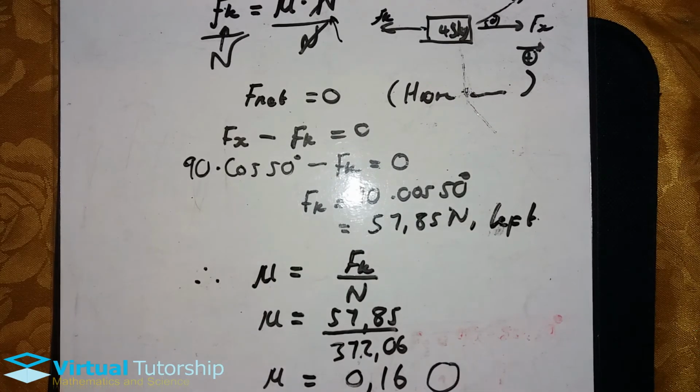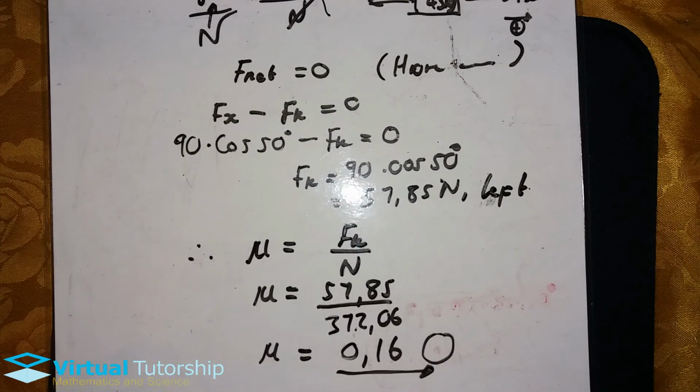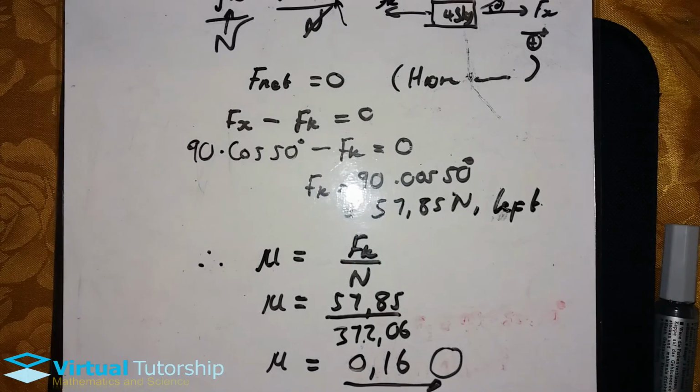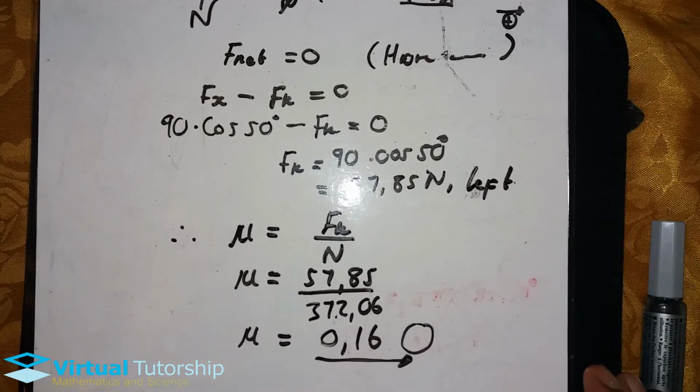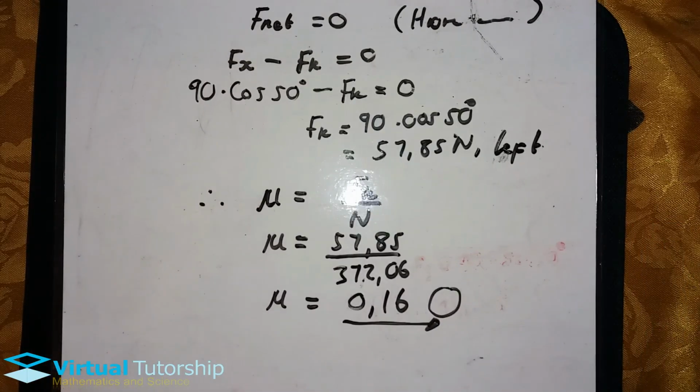It has no units. Why? It's a coefficient. Don't make that mistake of writing Newton or whatever. Mu has no SI unit. It's a ratio, it's a constant, so without any SI unit.